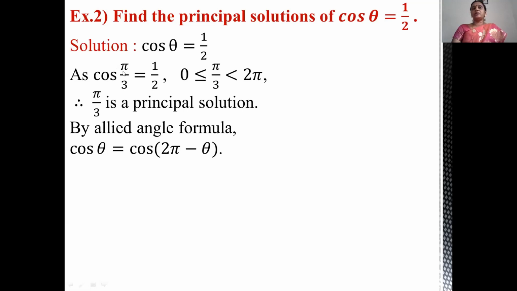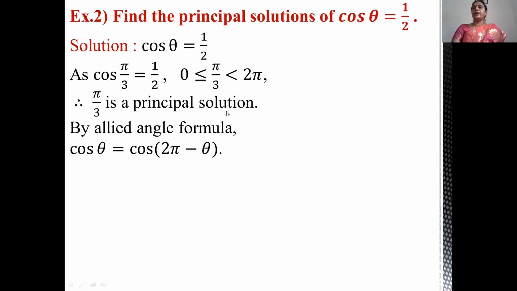Therefore, directly from that table, you write down cos pi by 3 is equal to half. Pi by 3 means 60 degree. Obviously, that lies in the interval 0 to 2 pi. Therefore, pi by 3 is a principal solution. Theta is equal to pi by 3 is our first principal solution. Now, we have to find out the second solution.